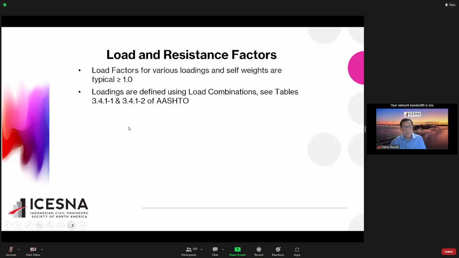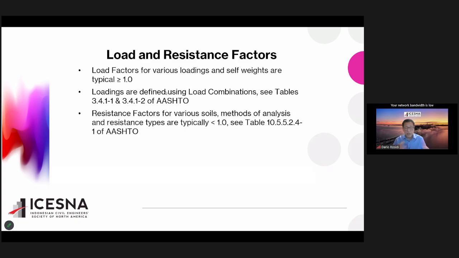The loading combination: live plus dead plus earthquake, different combinations. I'm not going to go into it, but if you're interested, you can see this table for different load combinations and different load factors they need to use for those combinations. And resistance factor, depending on the type of soil, the methods of analysis, and also resistance type, they're all different, but typically they are less than one.